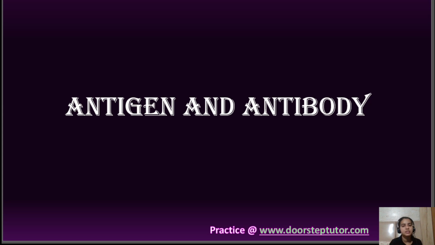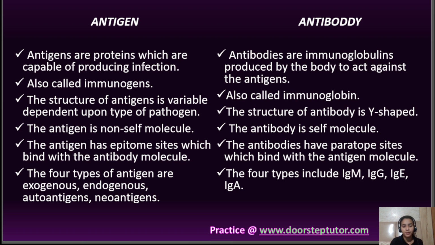Let's find out the difference between antigen and antibody. As we know, both terms are related to immunity. Antigens are those proteins which are capable of producing infection in our body by the medium of any pathogen. While the antibodies are also proteins, specifically we name them as immunoglobulins. These are produced by our body to act against these antigens. Now, antigens are also known as immunogens, while antibodies are also known as immunoglobulins.